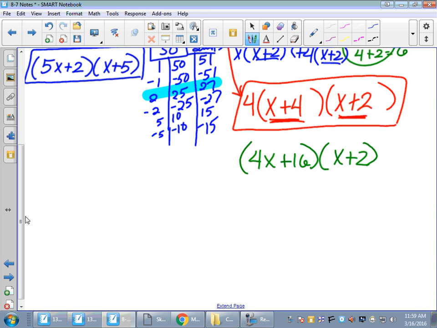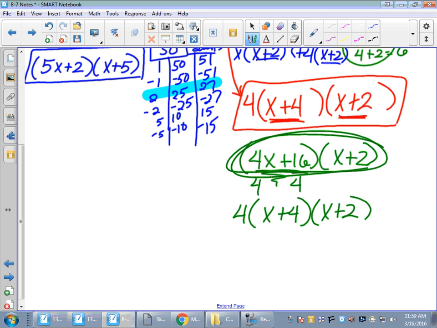But when you look at this quantity right here, that can be factored again. And so you'd have to take a 4 out, take a 4 out, put the 4 on the outside, and you're right back to the original answer. The problem is a lot of people leave their answer this way, and that's not all the way factored. Okay, so you have to be careful. You always have to look for the other quantities.